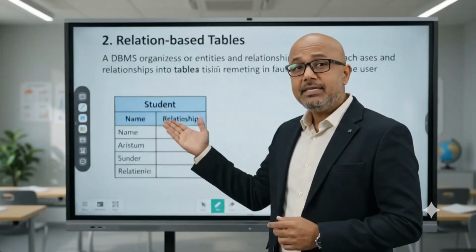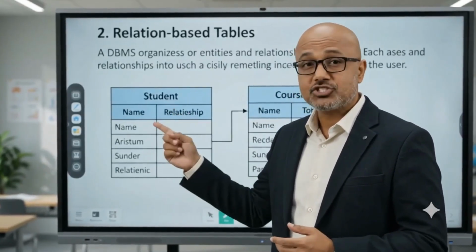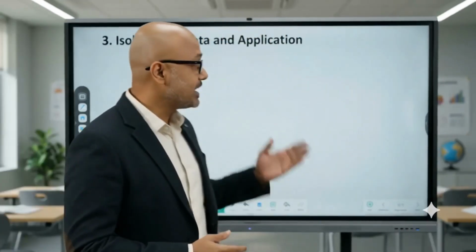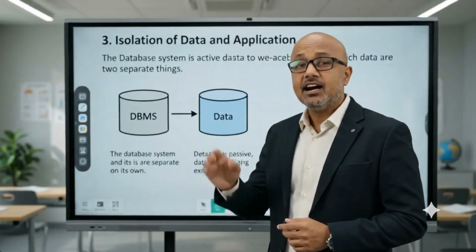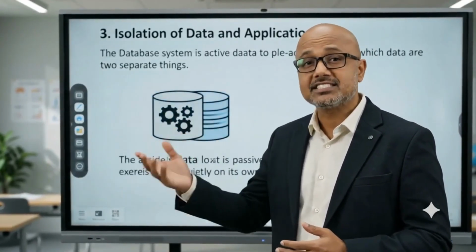Let's move on to the second point, relation-based tables. A DBMS organizes entities and relationships into tables, so a user can understand the database structure just by reading the table names. Let's discuss isolation of data and application. A DBMS and its data are 2 separate things. The data itself is passive, it simply exists until the system works on it.